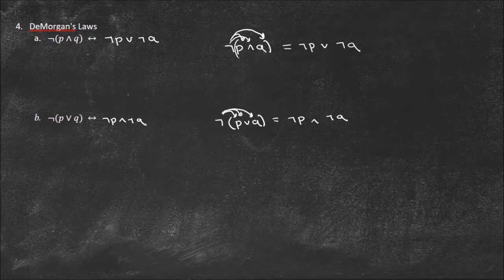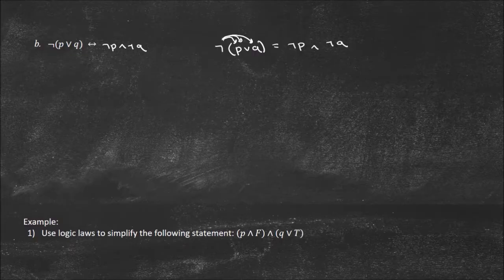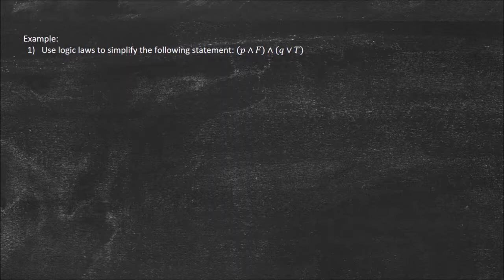So hopefully these rules make sense, and now we're going to look at some examples of how these rules actually apply and how they can help you out with some problems. So in this first one, we're going to use the logic laws to simplify the statement (P and F) and (Q or T). I like to take it one step at a time. So let's start with P and F.